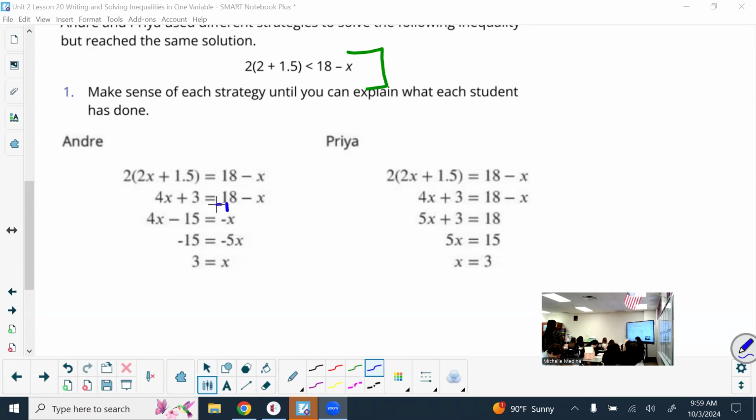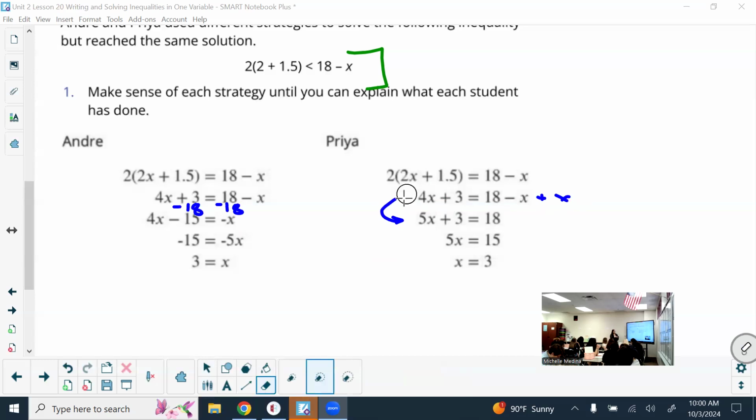Okay, so they subtracted the 18 on each side in this one to get this side to just have the negative x. Table 6, can you say what Priya did to go from this step to this step? Okay, and what math did you do to the window? Whatever you do one side. Okay, so that's the difference.